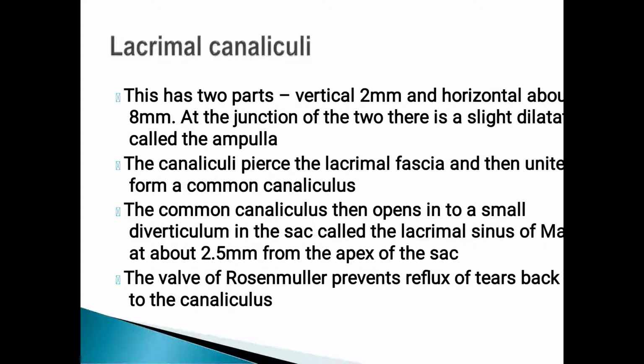From the puncta, the lacrimal canaliculi start. They have two parts: a vertical part that is around 2 millimeter in length, and a horizontal part around 8 millimeter in length. At the junction of these two, there is a slight dilatation called the ampulla. Then the lacrimal canaliculi pierce the lacrimal fascia and unite to form a common canaliculus. The common canaliculus then opens into a small diverticulum in the sac called the lacrimal sinus, about 2.5 millimeter from the apex of the sac, and the valve of Rosenmuller prevents the reflux of tears back into the canaliculus.